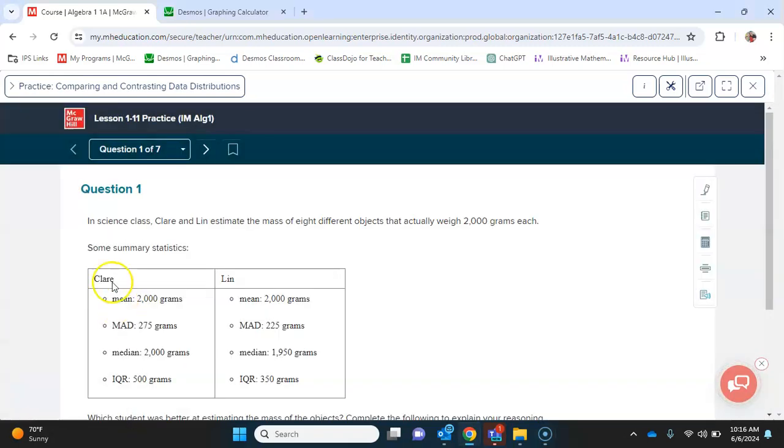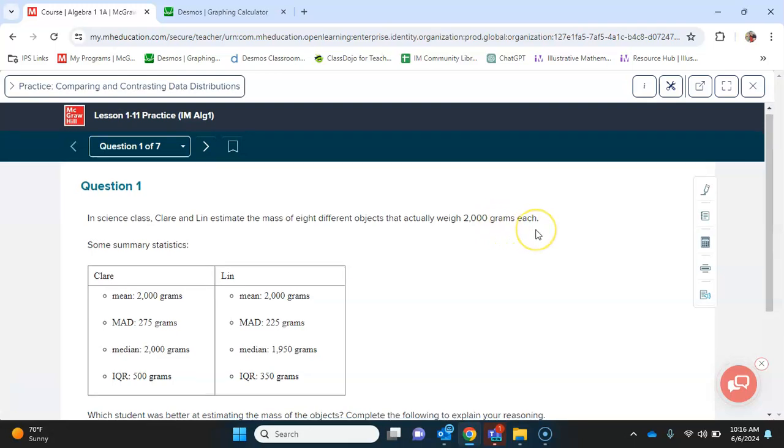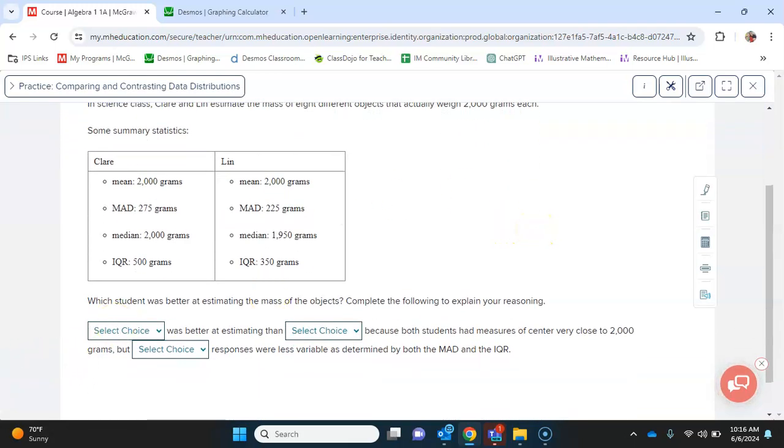First question. In science class, Claire and Lynn estimate the mass of 8 different objects that actually weigh 2,000 grams each. Which student was better at estimating the mass of the objects? Complete the following to explain your reasoning. Blank was better at estimating than blank because both students had measures of center very close to 2,000 grams, but blank responses were less variable as determined by both the MAD and the IQR.